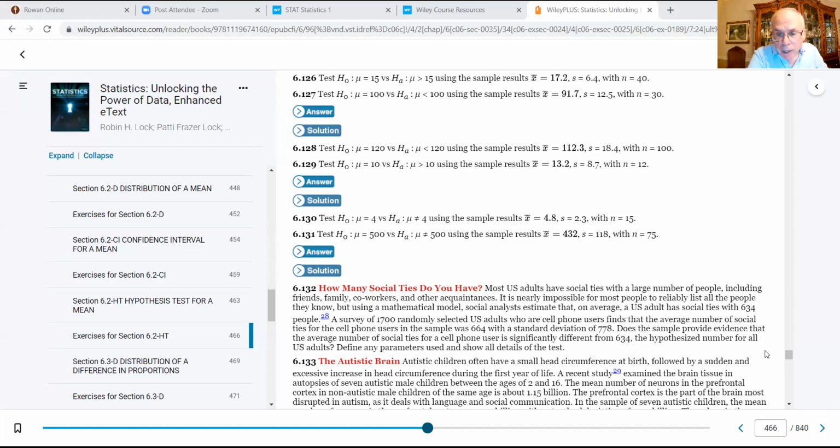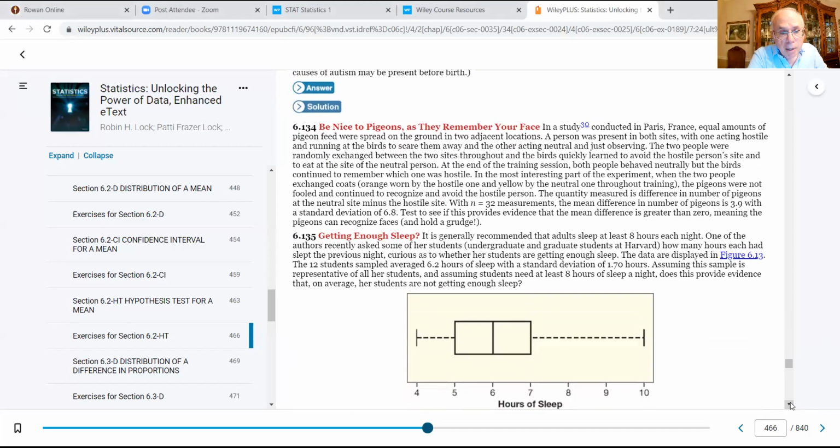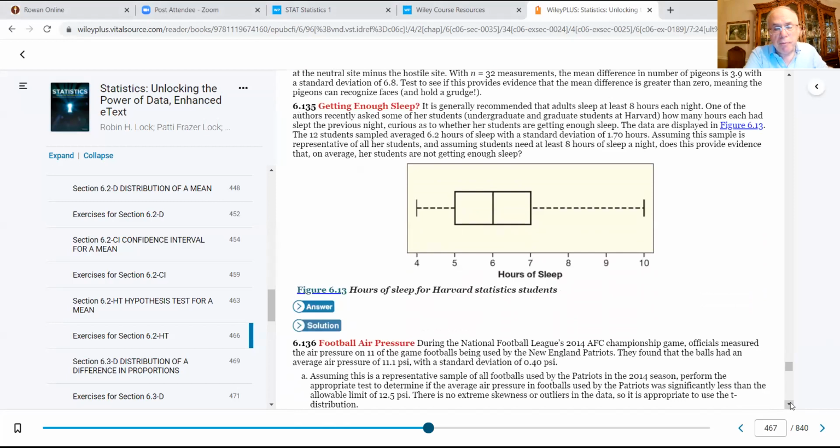6.135. Let's look at that one. It's a kind of a lengthy question there, but it's okay. No problem. Not getting enough sleep. So this problem says here, my picture away here so you can see this. All right. It says it's generally recommended that adults sleep at least 8 hours each night. One of the authors recently asked some of her students, undergraduate and graduate students at Harvard, how many hours each had slept the previous night, curious as to whether her students are getting enough sleep. And the data are displayed in this figure here.